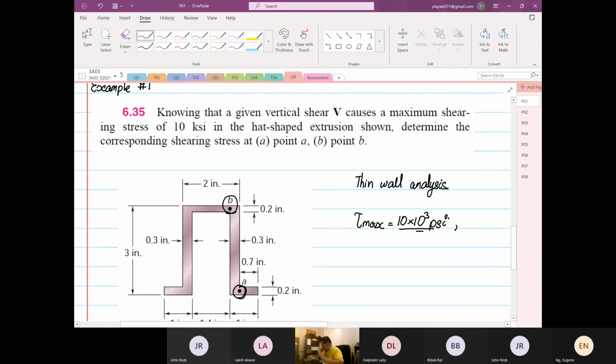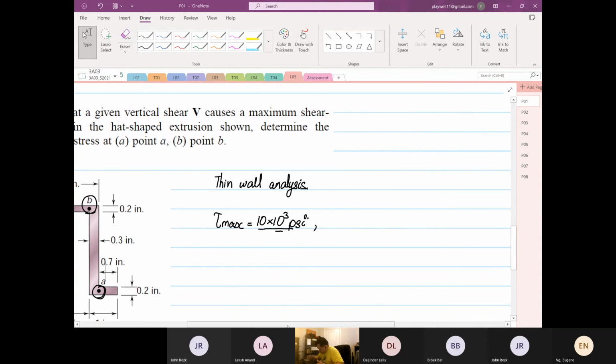We are going to use our 5 rules. You all can recap our 5 rules. Number 1 is V and I are constants. If we write the formula out, shear stress is equal to VQ over It. We have this formula.